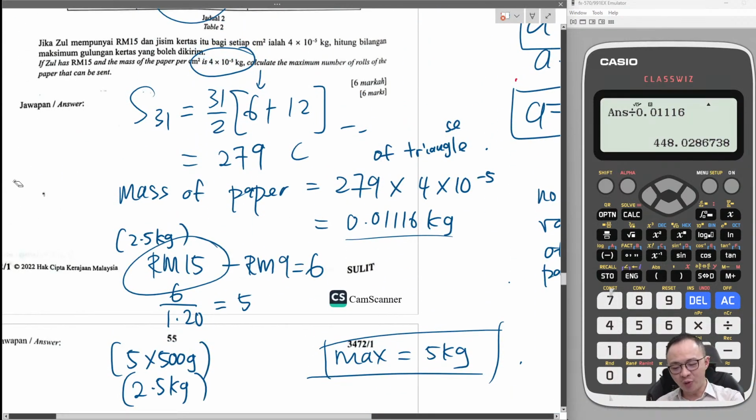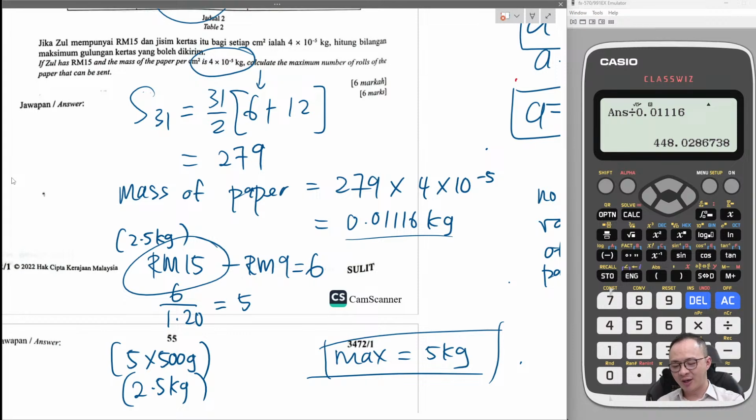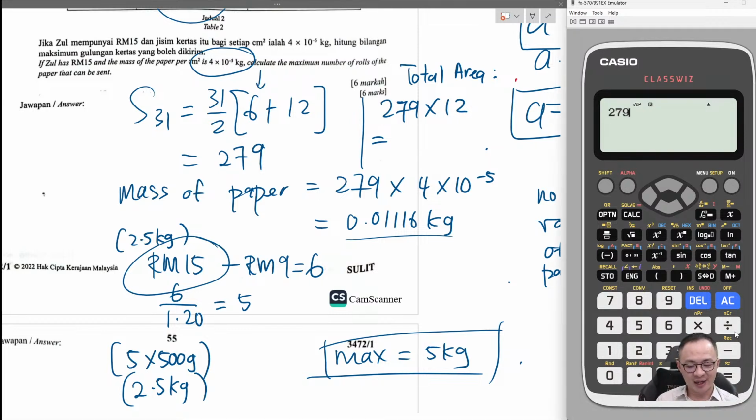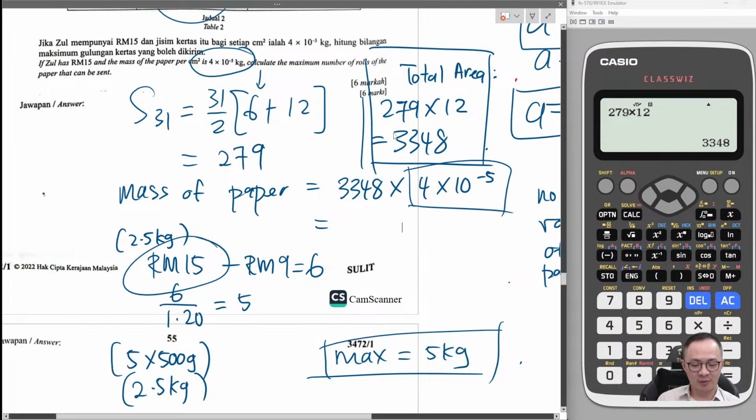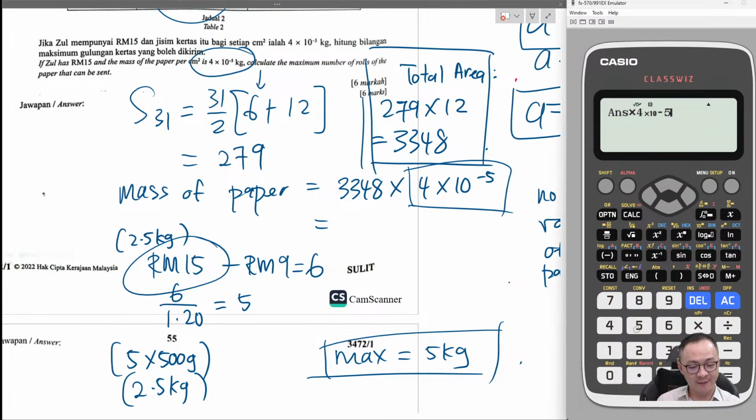So no worry. After we got this 279, we multiply by 12 to get the total area for one row. 279 multiply 12, 3348. So this is the total area for one row. Then I insert this to get the weight, because every centimeter square can convert to this mass. So I multiply again by 4e negative 5. Right now it's about 0.13392 kg.